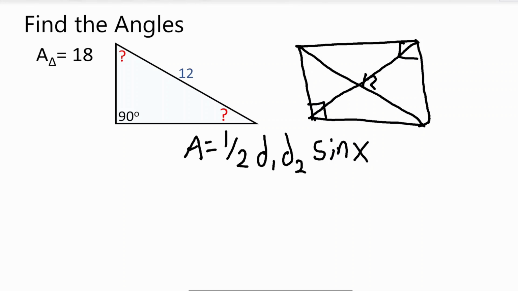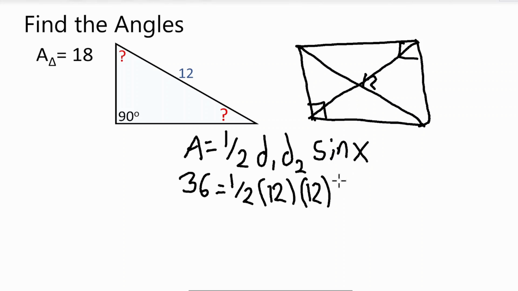Okay, so let's plug in what we know. The area, the right triangle twice, is 36, which is equal to 1/2. Diagonal 1 is 12. Diagonal 2 is this exact same thing. It's also 12 since it's symmetrical. And then sine x. So basically sine x means this angle here, these two angles. These two angles are equal, so we're trying to find these two angles.